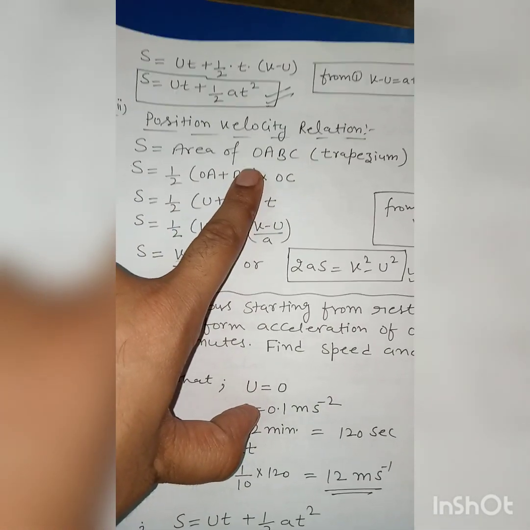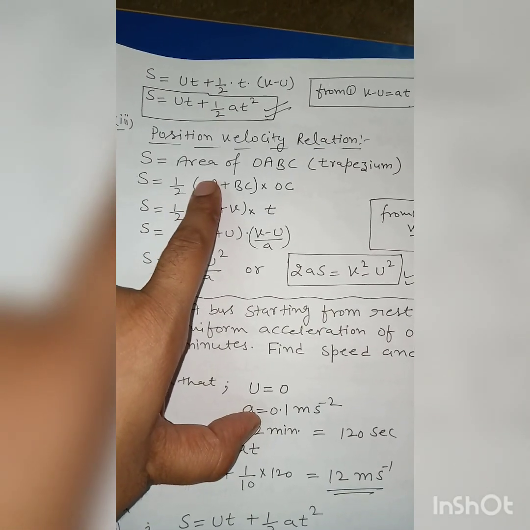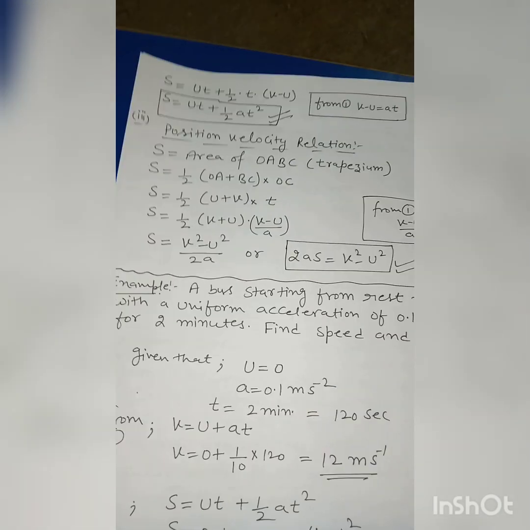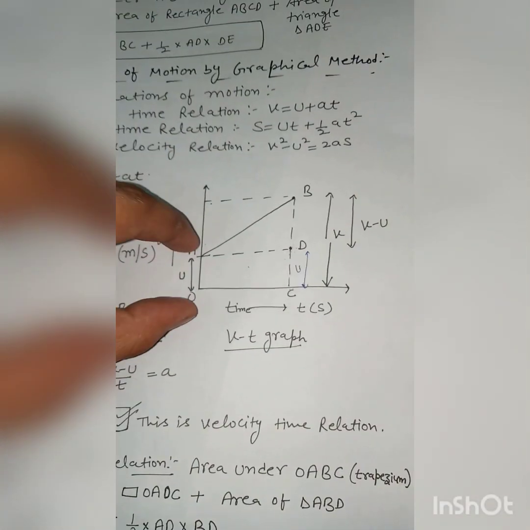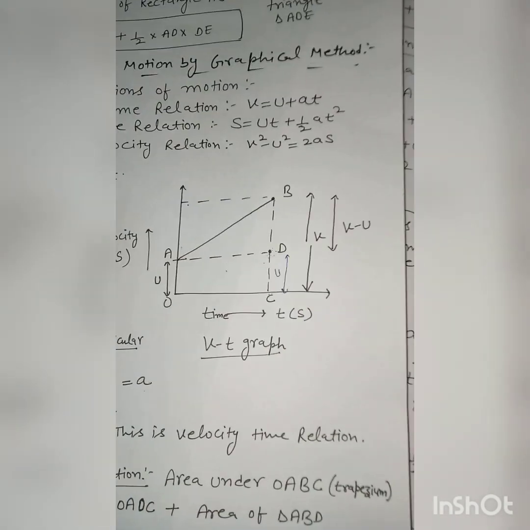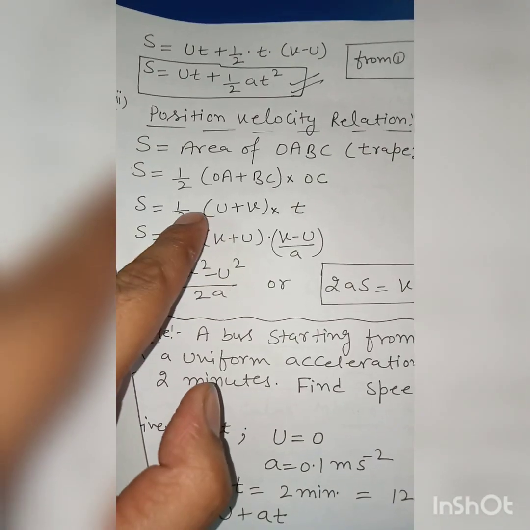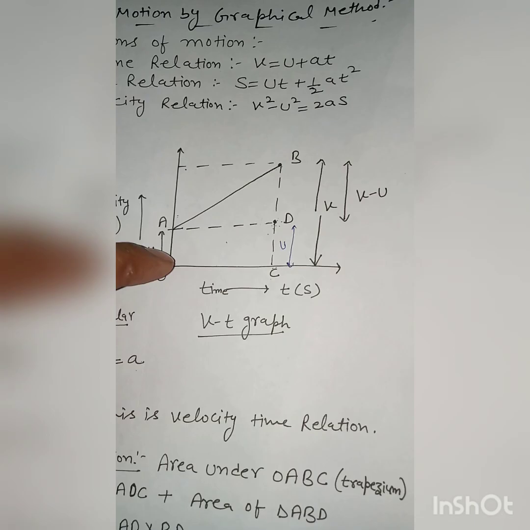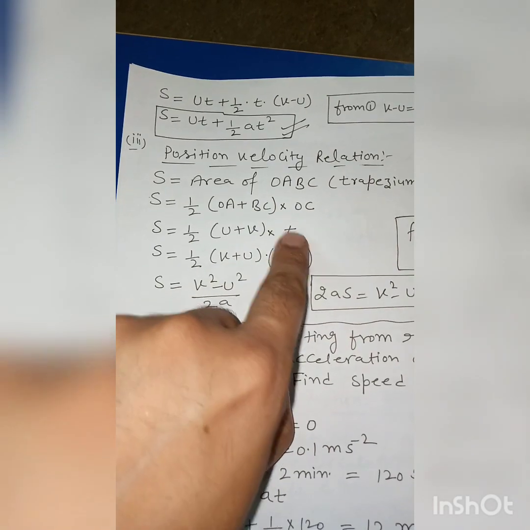As we know that area of OABC is the shape of trapezium. Now put the formula of area of trapezium, half into sum of parallel sides. As you can see from this figure, OA is parallel to BC, half sum of parallel sides, that is half into OA plus BC, half OA plus BC into height is OC. OA is U, BC is V, OC is T.